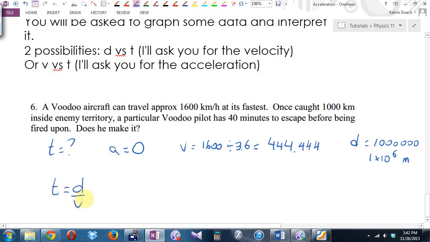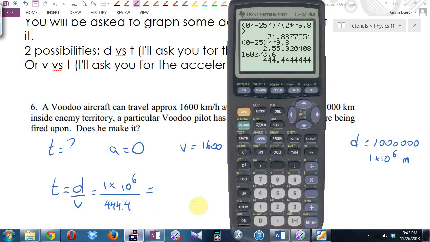I just skipped a bunch. I went D equals VIT plus a half AT squared. Wait a minute. What's A? So I went D equals VT, and I got the T by itself. This is very similar to the relative velocity one that we did a little while ago in terms of the setup, where you're getting late, so I'm cutting corners. So I think the time is going to be 1 times 10 to the 6th divided by 444.4, that answer that's still stored on my calculator. In seconds, it's going to take 2,250 seconds.